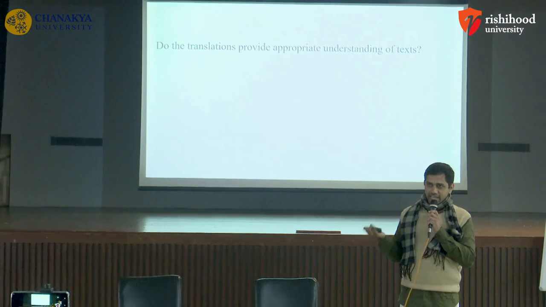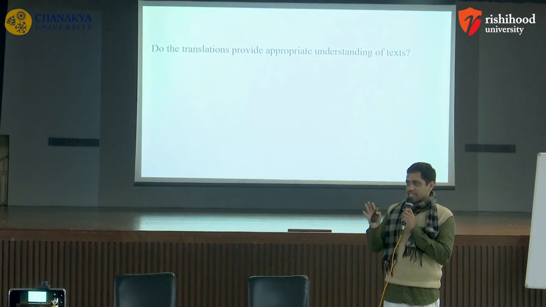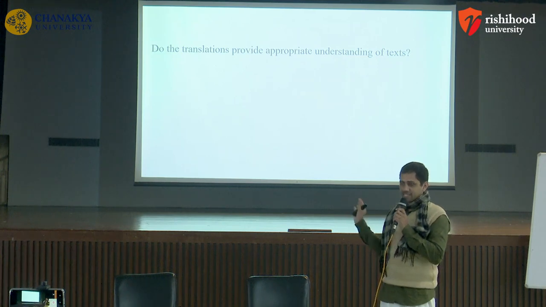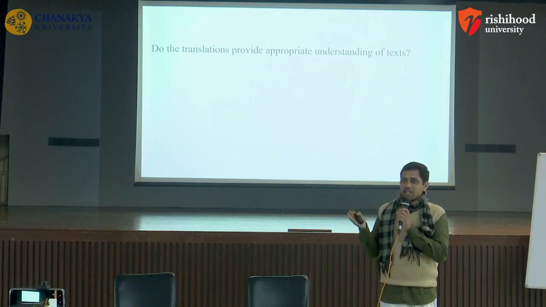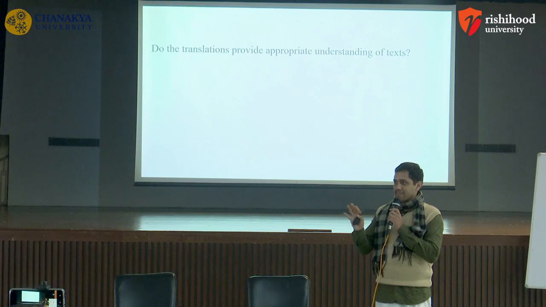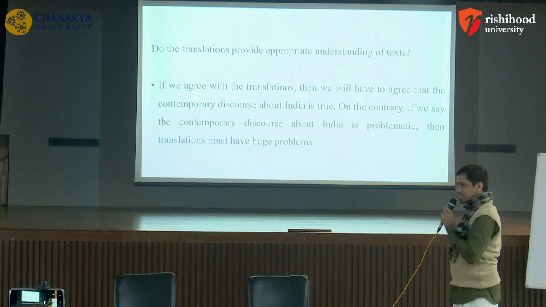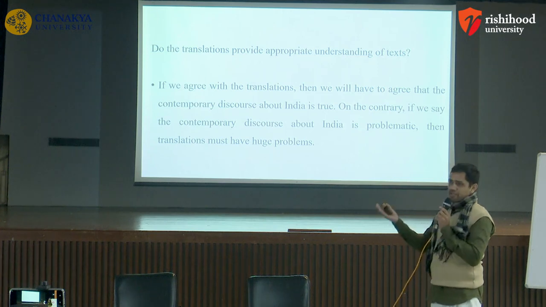Then the question will be, do the translations provide appropriate understanding of the text? If they do, then the goal we had, understanding the society, can be met. We can have an understanding of the society if we can understand the text through these translations. If these translations are not at all useful to understand the text, then it is also very difficult to understand the society of that time. So if we agree with the translations, then we will have to agree that the contemporary discourse about India is true, whether it is correct or not.